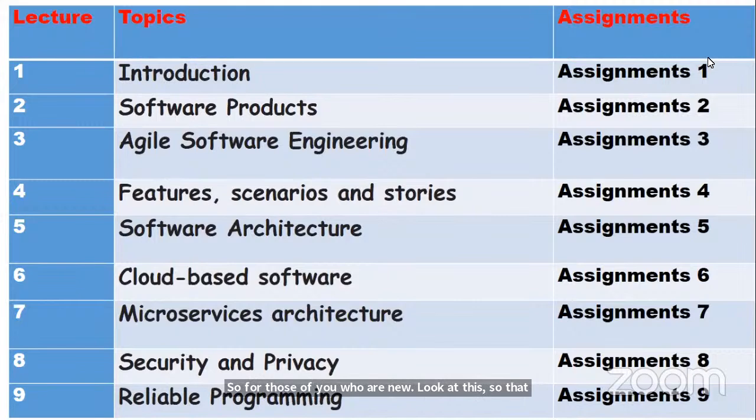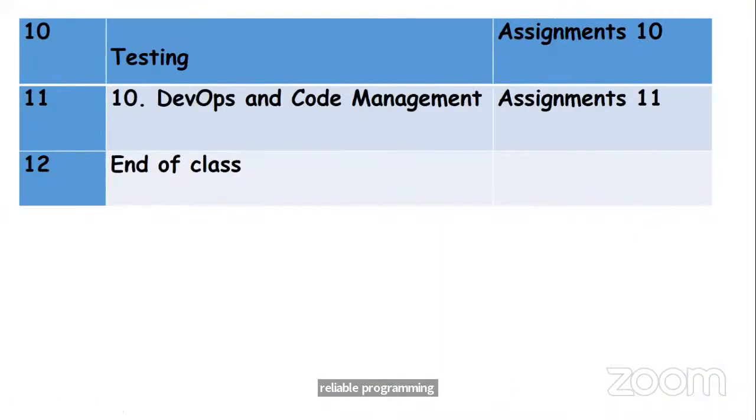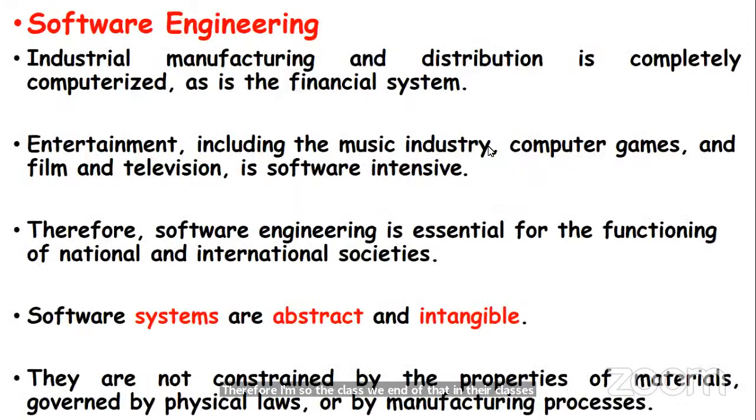So we're looking at software, and we'll look at the introduction generally. We look at software as a product, the agile software engineering practice, future scenario stories, software architecture, cloud-based software, microservices architecture, security and privacy, reliable programming, then testing, DevOps, and code management. So the class will end after 10 classes. So let's push in.